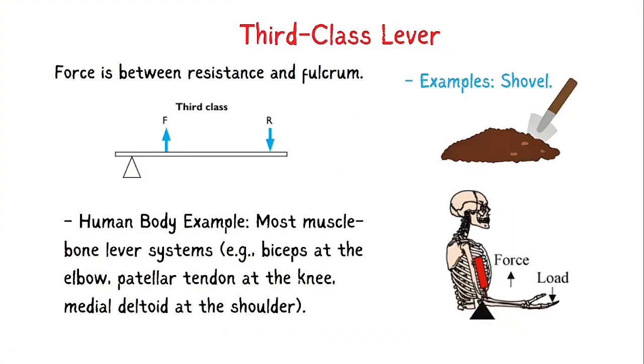Third class lever. Here the force is in between the resistance and the fulcrum. As we can see here, the force is in between the resistance and the fulcrum. For example, a shovel or a broom. Here the fulcrum is at one end, like the hand at the bottom of the handle. Effort is applied in the middle for pushing. The load is at the other end, that can be dirt.